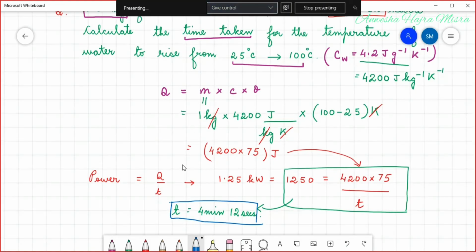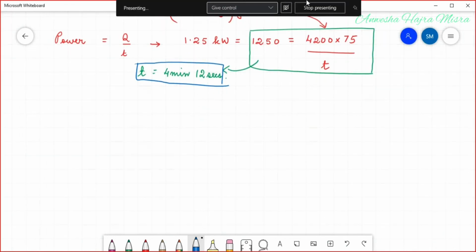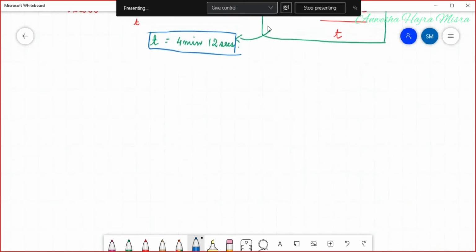Now let us take another sum from the first part of the chapter, where there is a change in temperature. Say I take a question.